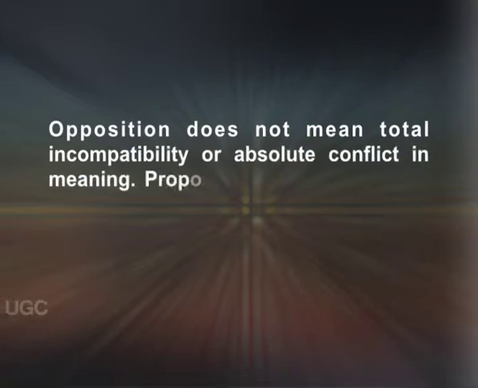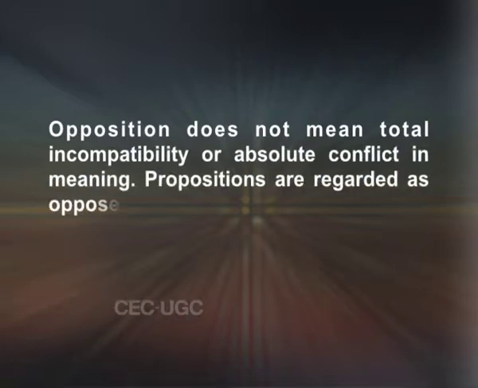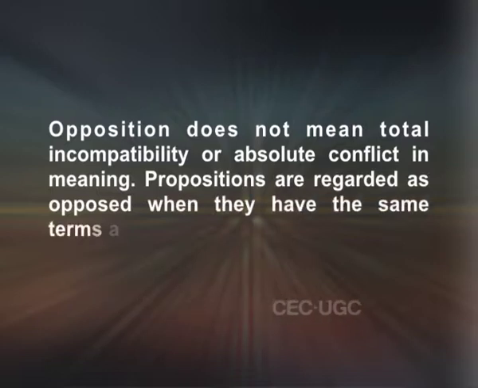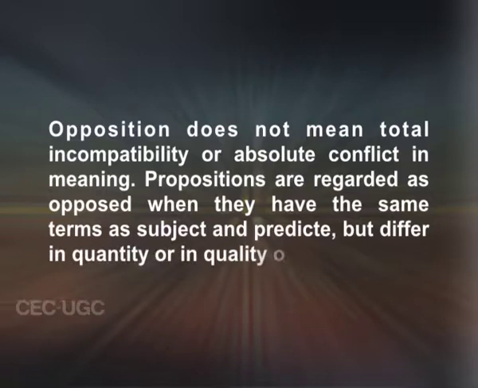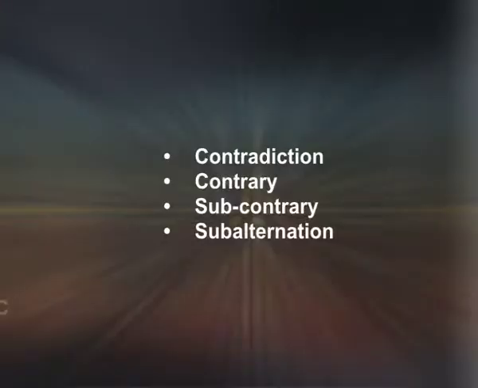Opposition does not mean total incompatibility or absolute conflict in meaning. Propositions are regarded as opposed when they have the same terms as subject and predicate, but differ in quantity or in quality or in both. There are four types of opposition: contradiction, contrary, subcontrary, subalternation.